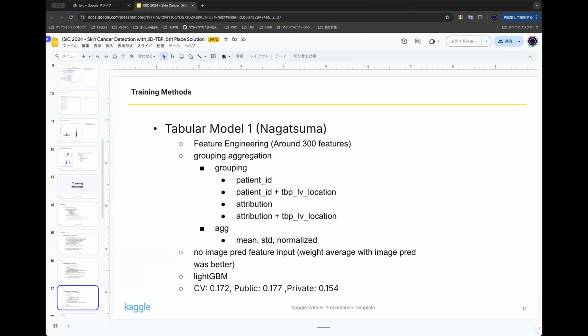Many of the features are aggregated features obtained by several groupings. I did not use the image model prediction value as GBDT input because a simple ensemble gave better accuracy than stacking with the image model prediction value as input.